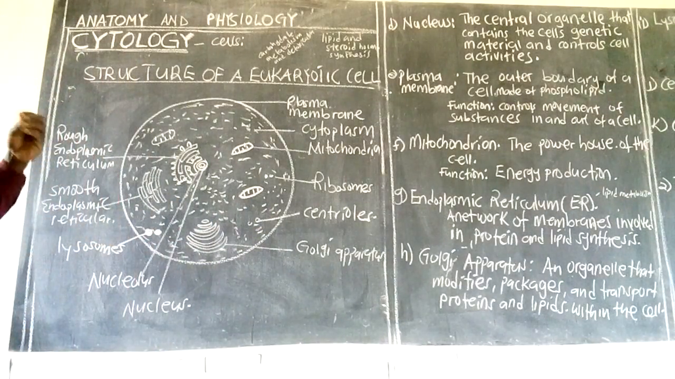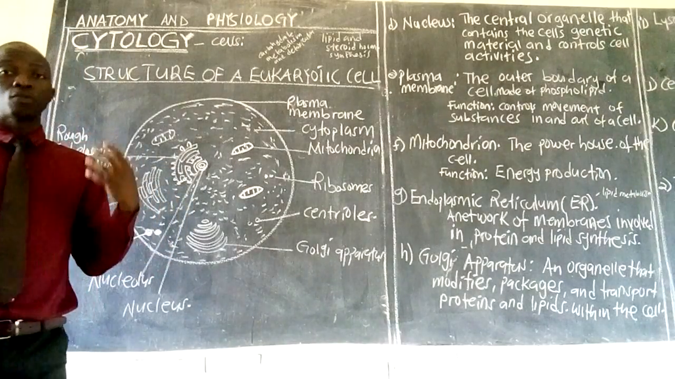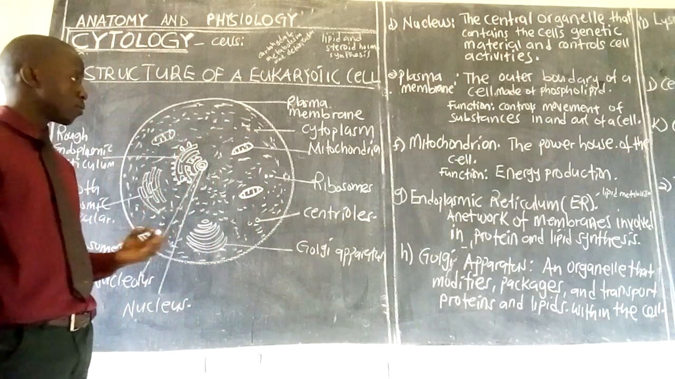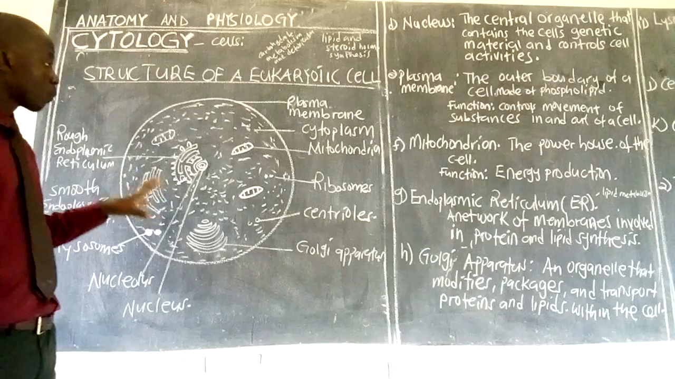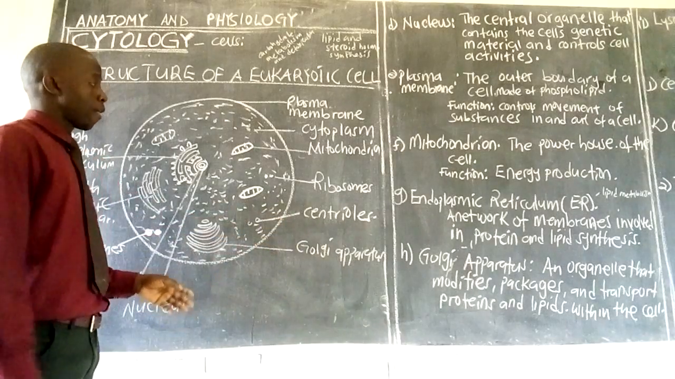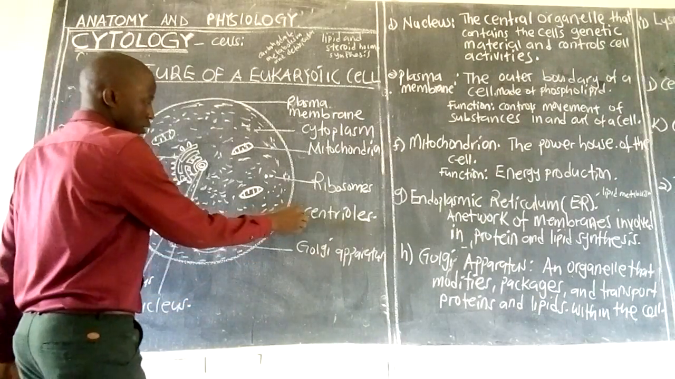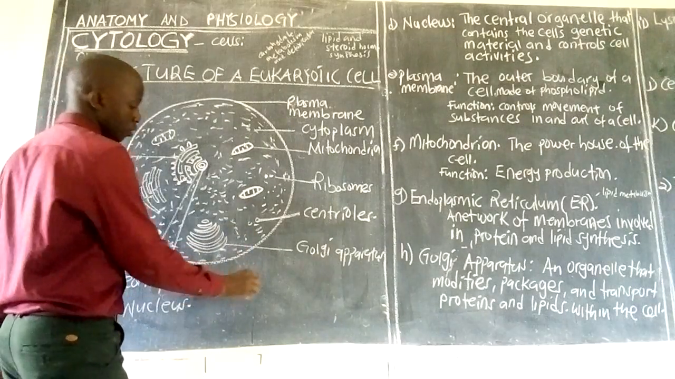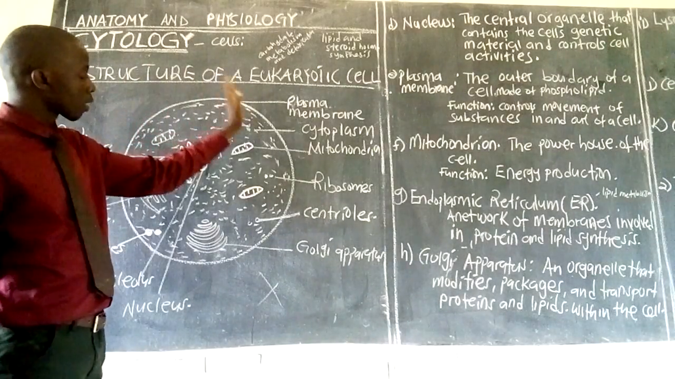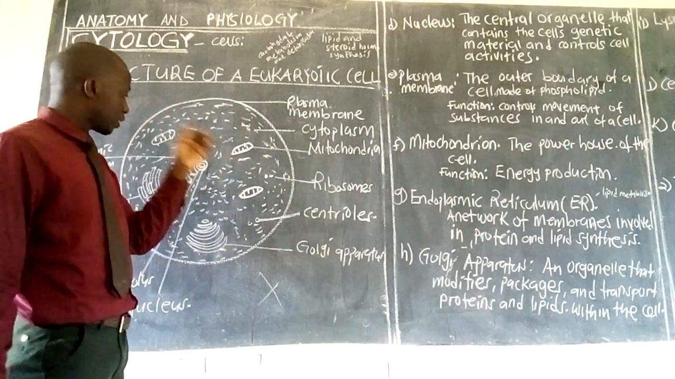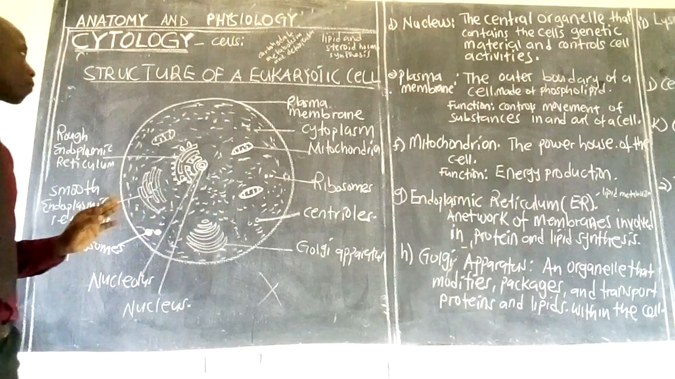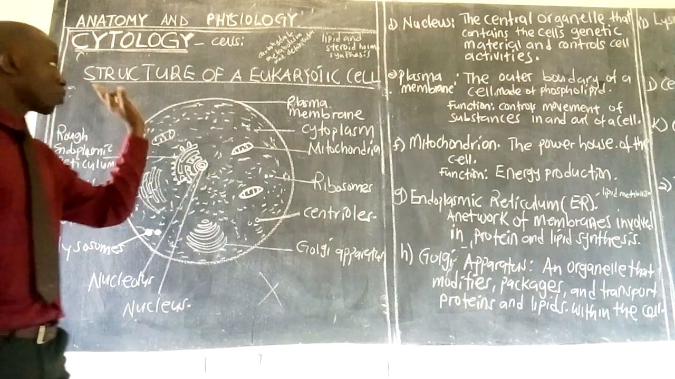So, if they ask you, with the aid of a labelled diagram, describe the structure of a eukaryotic cell, describe the structure of a human cell, describe the structure of the cell in anatomy and physiology, this is what they want you to draw. A key emphasis should be put on the label lines. The label lines should be straight and not crossed at any point. So, we shall describe this structure of a human cell. It has three basic components, the three basic components of this eukaryotic cell.